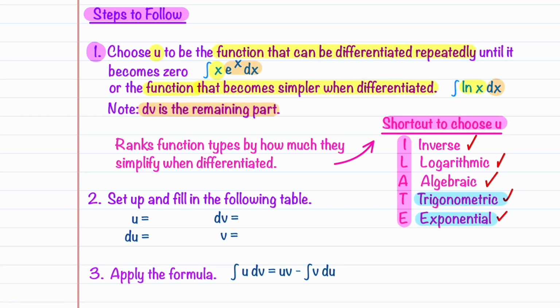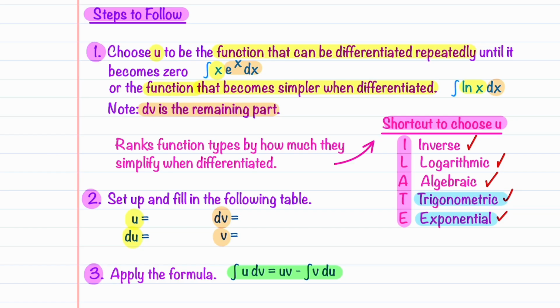Let's now look at steps 2 and 3. They are much easier. Step 2 is to just set up and fill in the following table. You choose u and then take its derivative, and then the part that isn't u is your dv, and you integrate that part. And then in step 3, you just apply the formula. The integral of u dv is equal to uv minus the integral of v du.